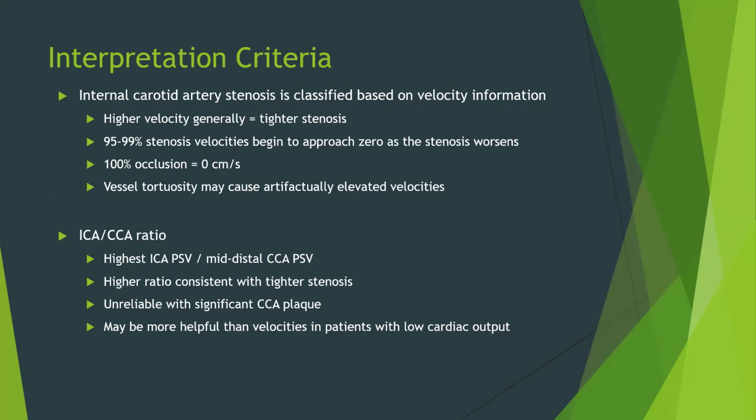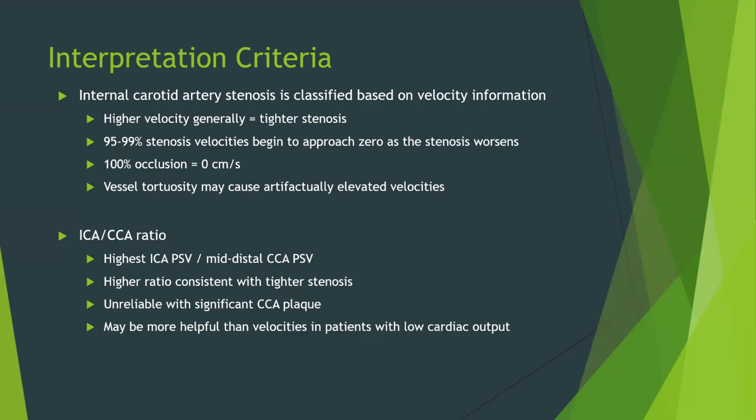So interpretation criteria. This is really important because every lab is probably going to be a little bit different, but for the most part, they're going to be pretty similar. And this helps the hospital gauge which patient needs to be treated and which patient doesn't need to be treated. And so our higher velocity generally equals a tighter stenosis, right? So when we're looking at a river that narrows, it's going to be faster in that narrowed part, right? So same thing with our vessels. Our higher stenoses are going to have higher velocities.